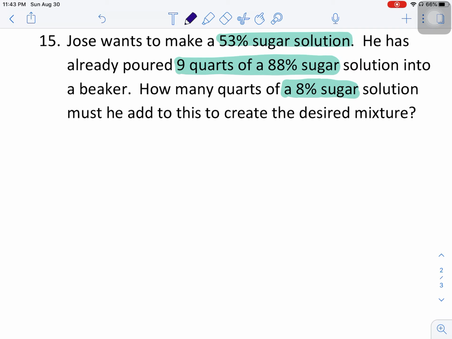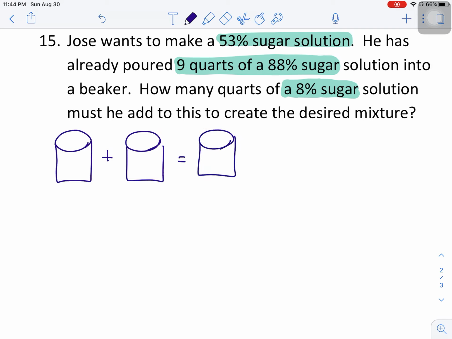I actually draw little beakers. So I'm going to draw a beaker for what he's starting with, then a beaker for what he's going to add, and then a beaker, whoop, that was awful, a beaker for what he wants to create. So he wants to make a 53% sugar solution.